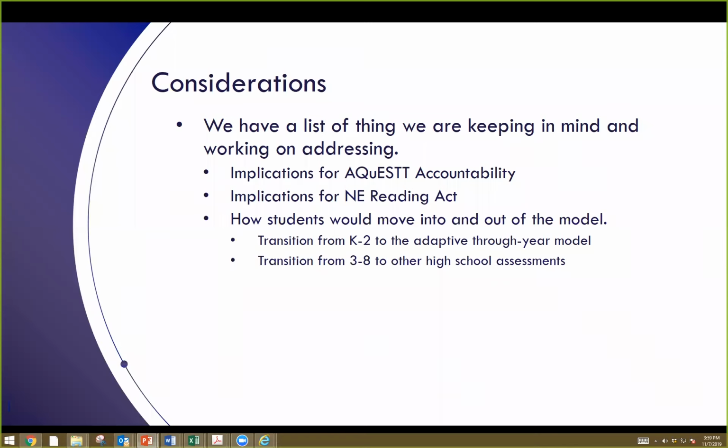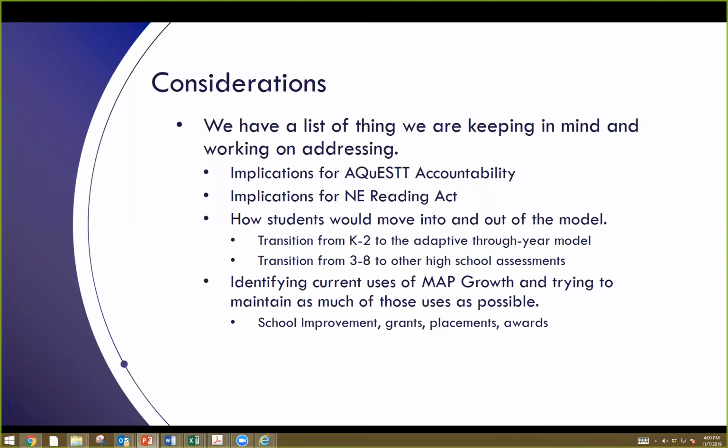We're being thoughtful about how students move in and out of this model. If you're using, for instance, MAP Growth in K-2, how do they move into this 3 through 8 system? And then how do they move out into high school? We're really working hard to make sure that students can move in and out of the system smoothly, and that we continue to give information back. For instance, with the ACT at the high school level, what information can we continue to give when students are in 8th grade about how they are likely to do when they're in the third-year cohort as a junior? We're making sure we're being thoughtful about how those pieces communicate with each other.